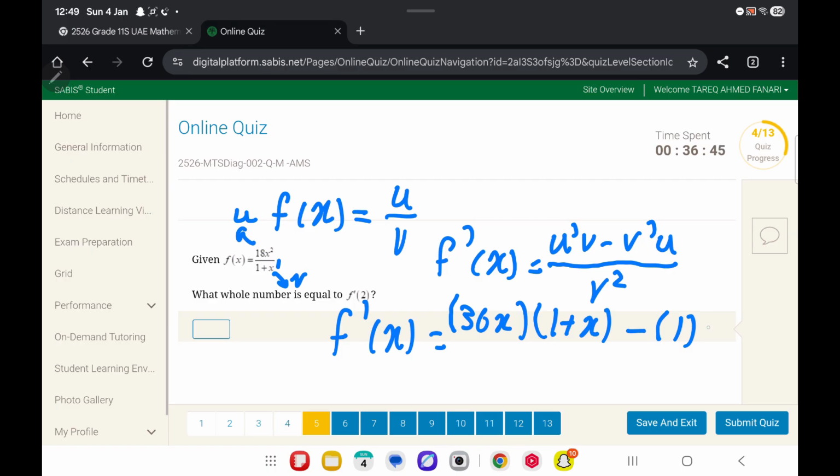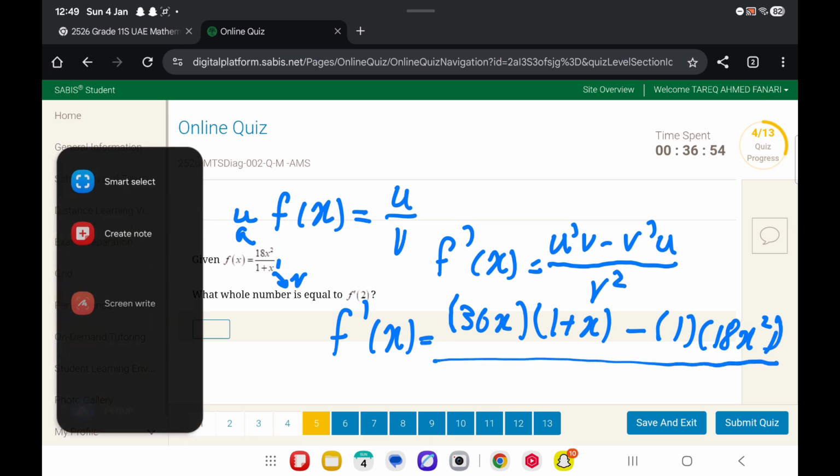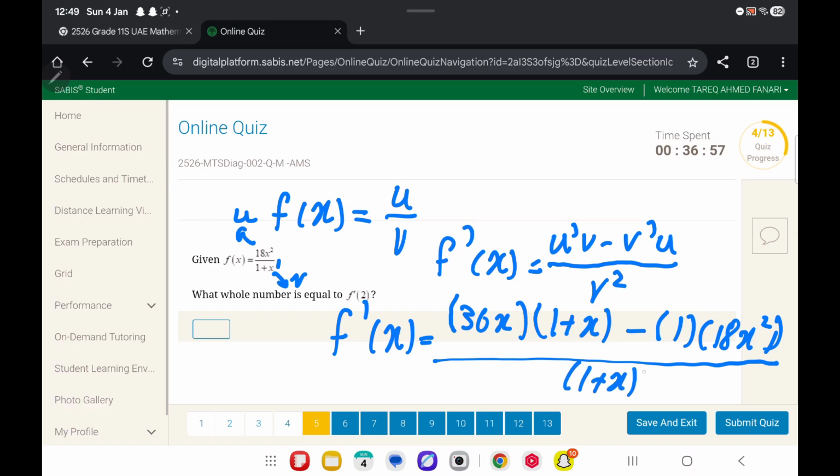This is 1. u is 18x squared. All over 1 plus x squared. Now, you don't need to expand or simplify this. Leave it. Why? Because they're not asking you for the derivative, they're asking for the value of f prime of 2. Just substitute 2 for x. So, 36 times 2 multiplied by 1 plus 2, minus 1 into 18 into 2 squared. Close the bracket. Over 1 plus 2 squared. 16. 16 is my number.